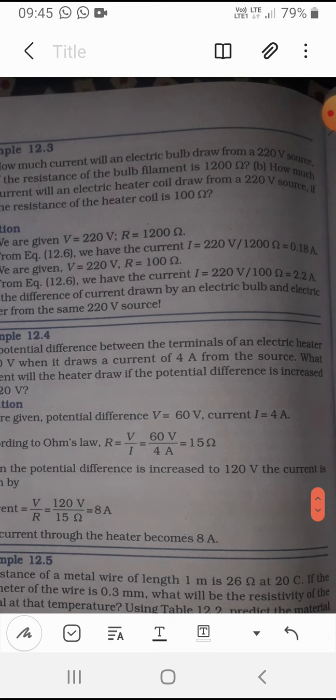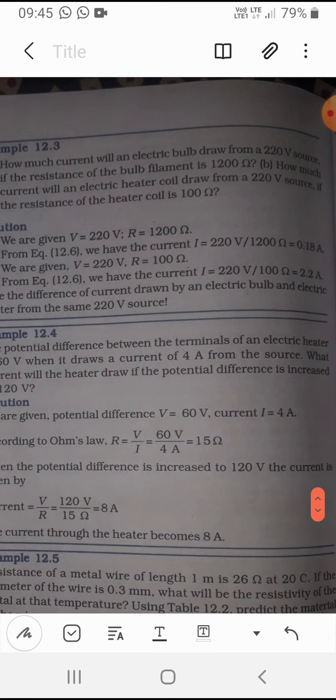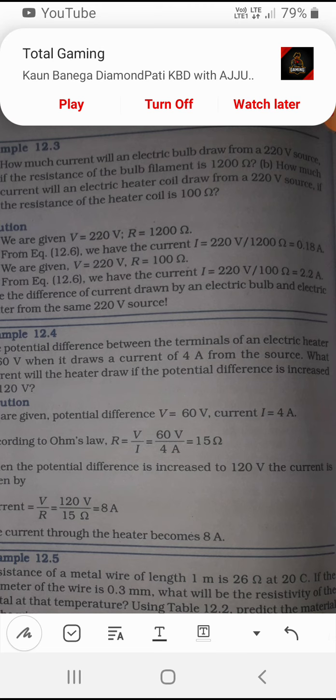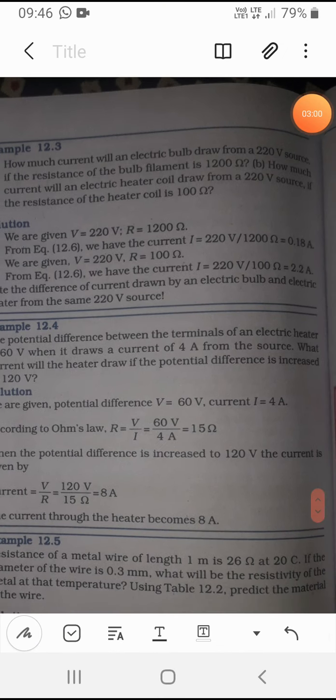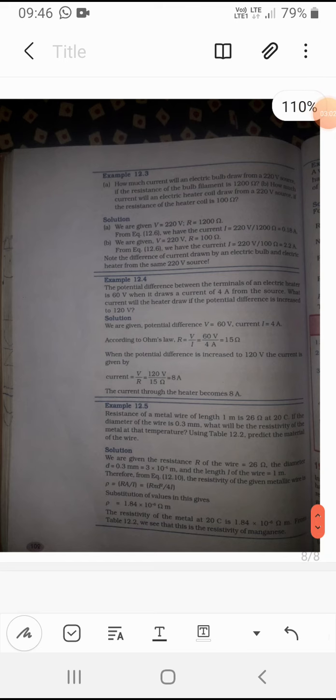And next is the same. I equals V by R, and we get 2.2 ampere. So like that only, do all the other sums.